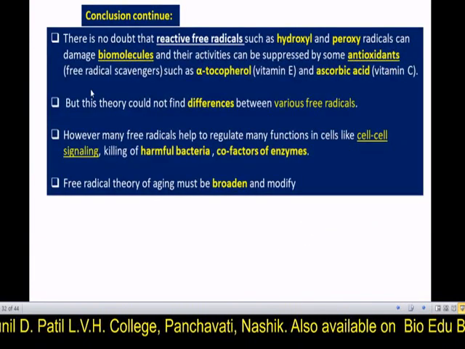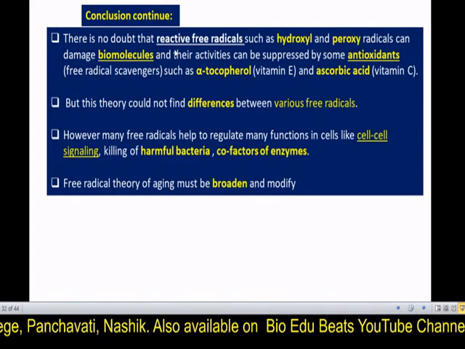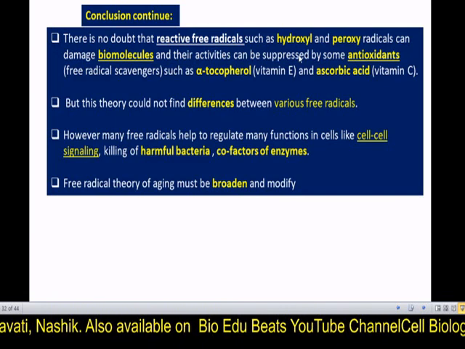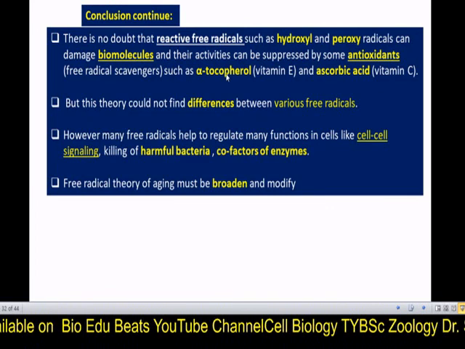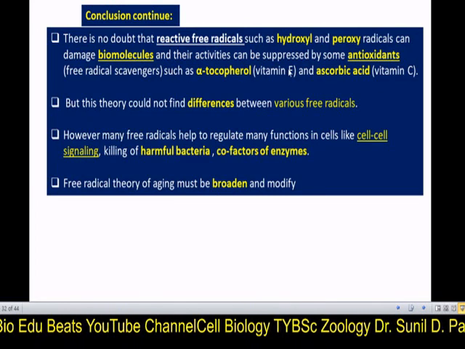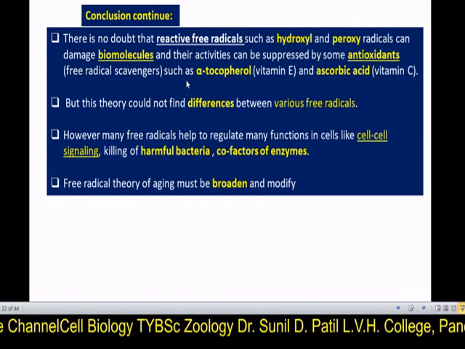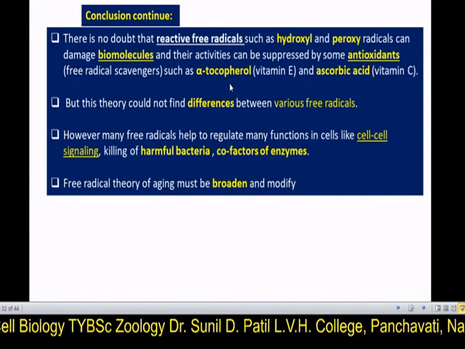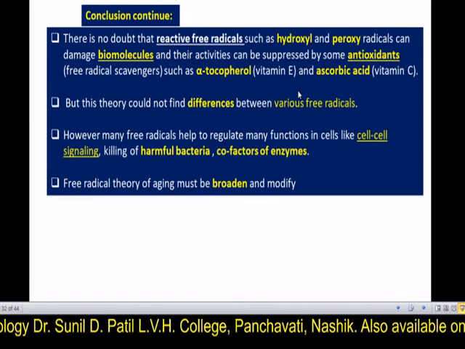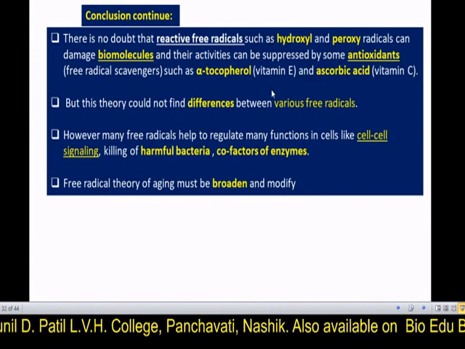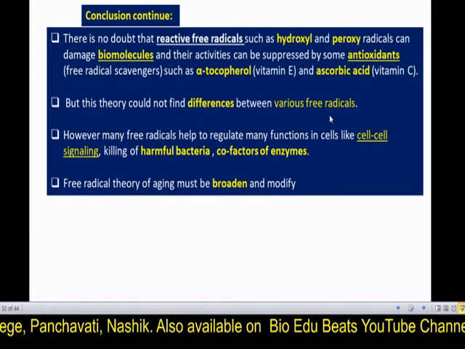So we are continuing the conclusion of the free radical theory. There is no doubt that reactive free radicals such as hydroxyl or peroxy radicals can damage biomolecules, and their activity can be suppressed by antioxidant free radical scavengers such as alpha tocopherol, that is vitamin E, and ascorbic acid, vitamin C. They act as antioxidants to neutralize the free radicals. But this theory could not find differences between various free radicals.